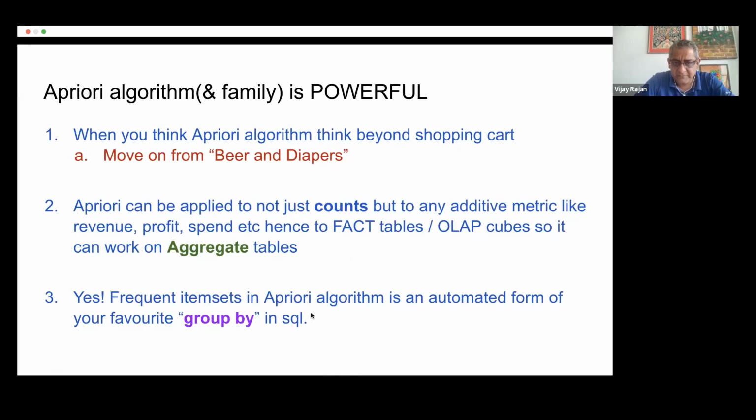And yes, frequent item sets in a priori is just a form of automated group by in SQL. So all those who are learning SQL or use SQL in your daily work, you probably do a lot of group by. Here, a priori is actually doing that for you. It's automating it, but it's removing the long tail based on a support threshold.